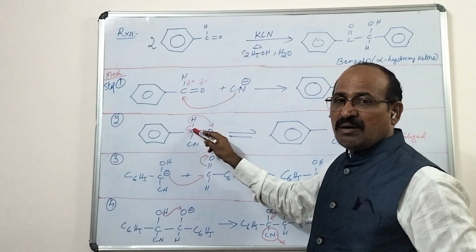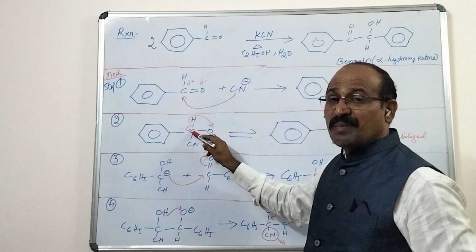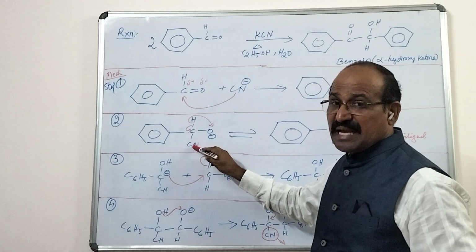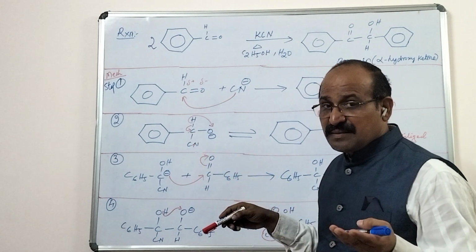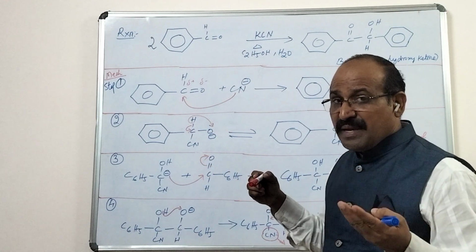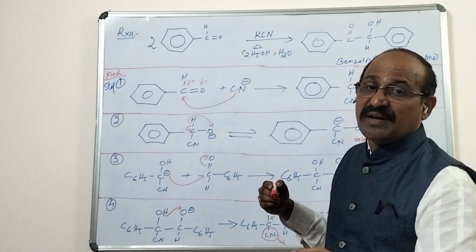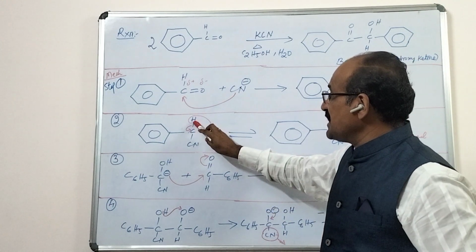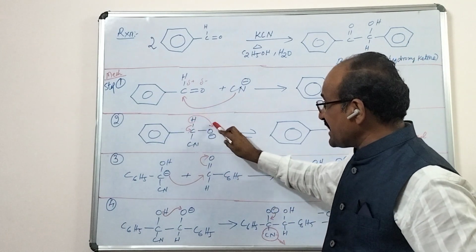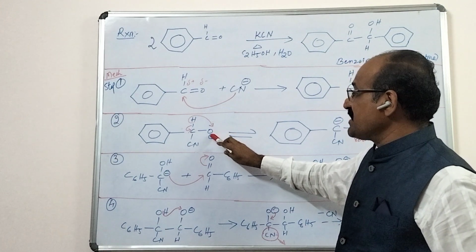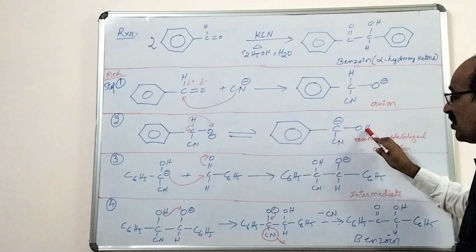the hydrogen present on the carbonyl carbon becomes acidified because of the addition of this cyanide. Acidified means the one which liberates H plus ions is called as acidified. So H is liberated in the form of H plus ions and will be abstracted by the O minus that is there, so that it will form OH.